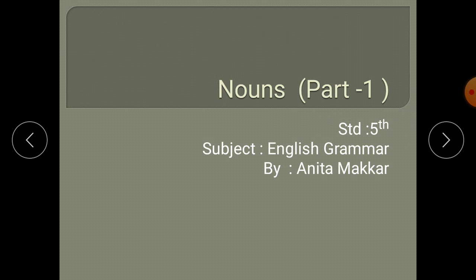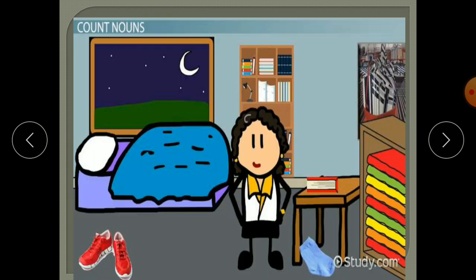Children, today we are going to do a topic which you have already done in your previous classes. Yes, we will do nouns. Before we start the nouns, let's have a quick recap. Just look at this picture and count how many nouns you can find in this picture. How many things can you see in this picture? Can you name them? Yes, there are so many things.